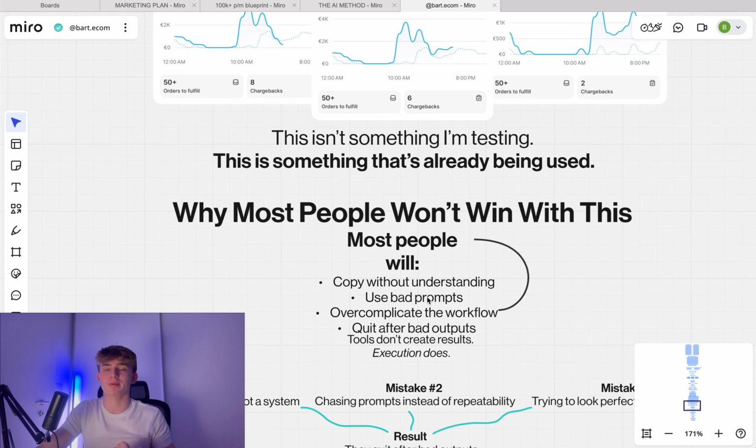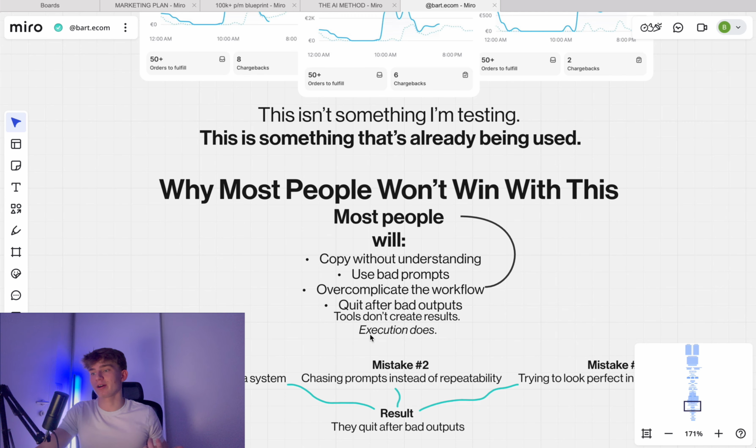They use very bad prompts. They don't understand how prompts work. They think if you just type something random, you get a great output, and it's really not like that. They overcomplicate the workflow, and obviously the main problem is always the quitters, who quit after a few bad outputs. Obviously, the tools don't create the results, your execution and your prompt do, and that's what really matters at the end of the day.